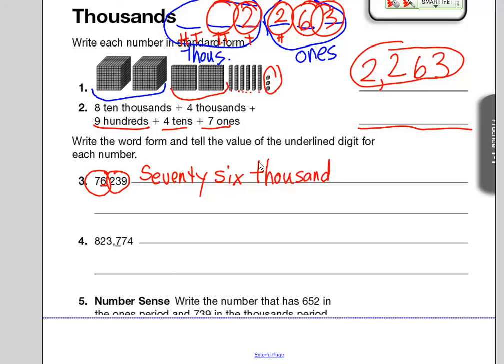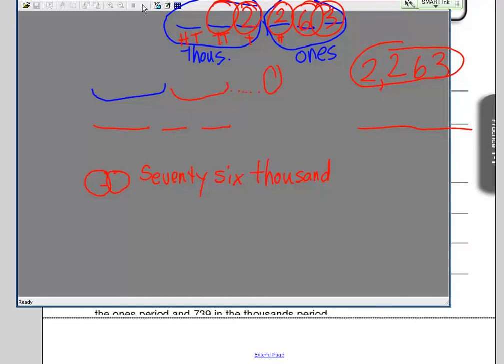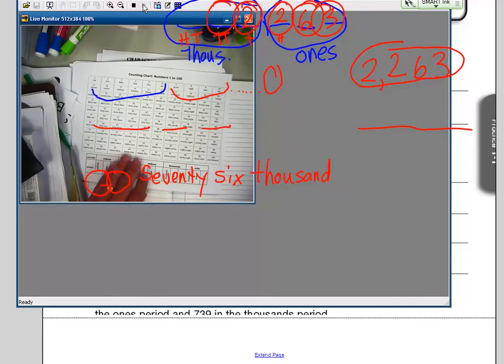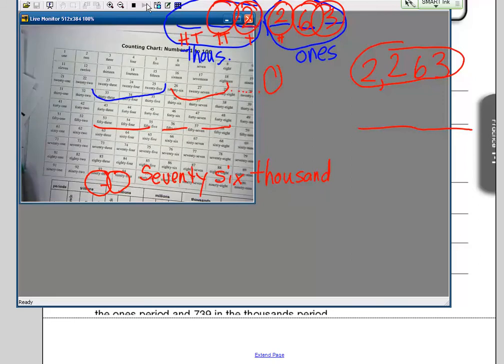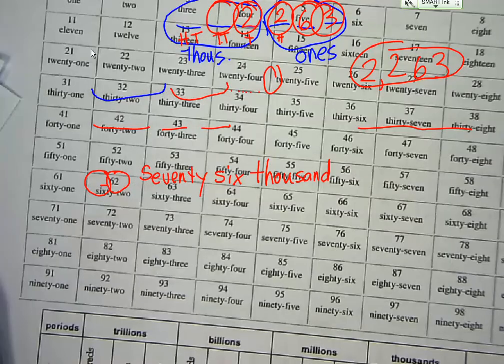Now, if you need help writing these words, please remember that I included your, oh, sorry, let me pull this up real quick. You will have this chart coming home with you. So we'll have all the numbers on it that you can use if you need to. Right here, you got your 11, 12. It tells you how to write each one of the numbers. So feel free to use that. It's going to go home with you tonight.